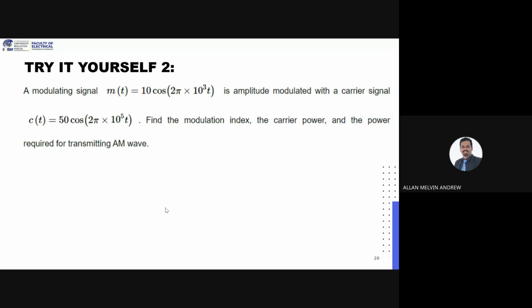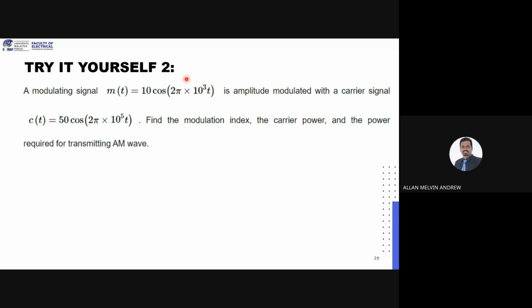Okay, any questions so far? Sir, it says 10 cos 2 pi times 10 to the power 3t. Is 10 to the power 3t the frequency? Yeah, you need to find it out.